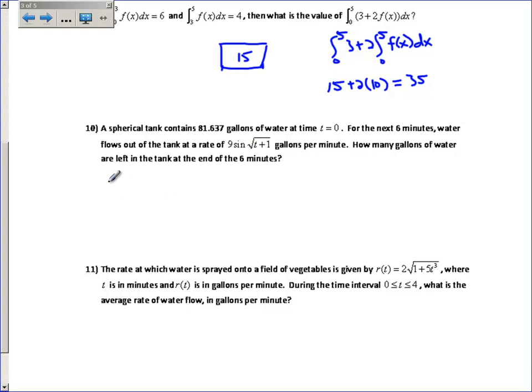So I'm going to set this up. Say the integral from 0 to 6 of 9 sine of the square root of t plus 1 dt is equal to the volume of the water at 6 minutes minus the volume of the water at 0 units. And so what I'm going to do is find out what this value is on my calculator.